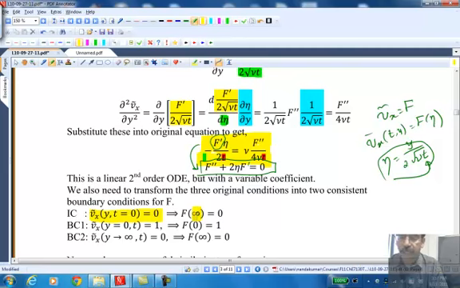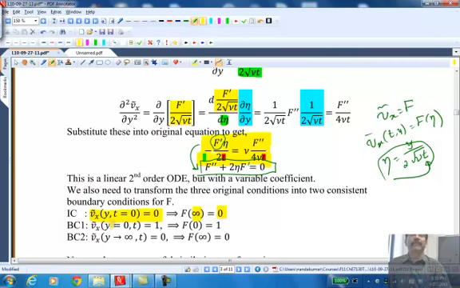Okay? So what is f at infinity? That is 0. Because Vx is 0. And Vx is the same as f. Okay? Any questions on that? How do we transform the initial and boundary conditions? What you need to do is transform the original independent variable to the new independent variable. Find out what its value is.